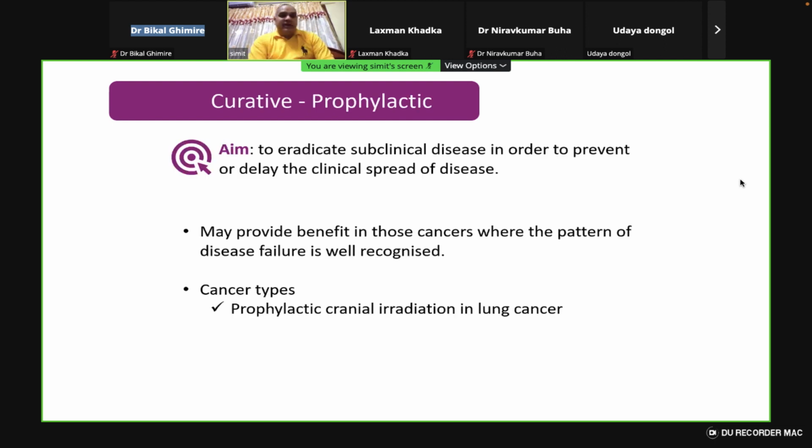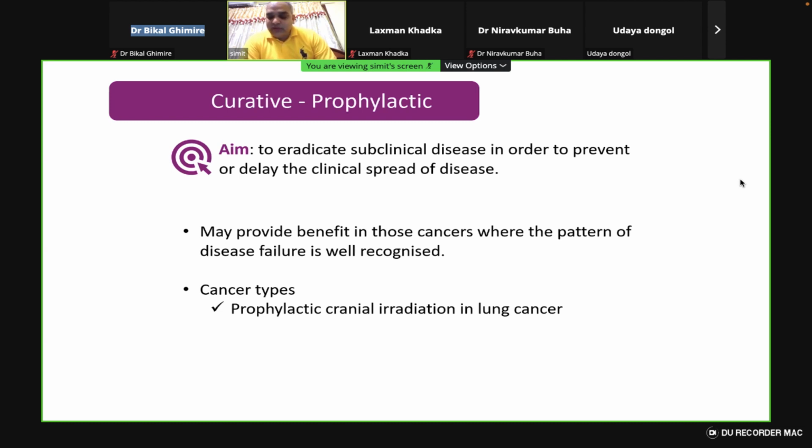Sometimes we give prophylactic radiation. It's to eradicate subclinical disease in order to prevent or delay the clinical spread of disease. It may provide benefit in those cancers where the pattern of disease failure is well recognized. One example is prophylactic cranial irradiation to the brain in small cell lung cancer. We know in small cell lung cancer, brain mets is the rule.